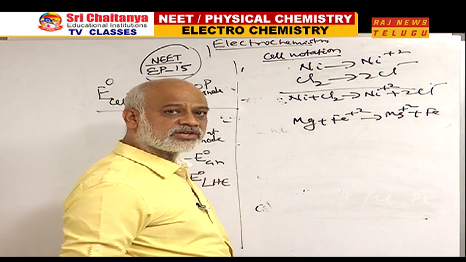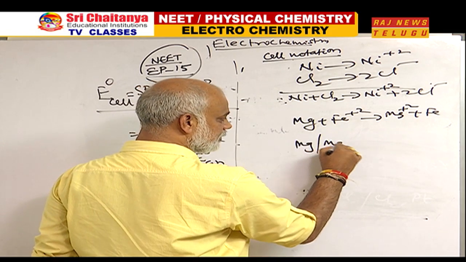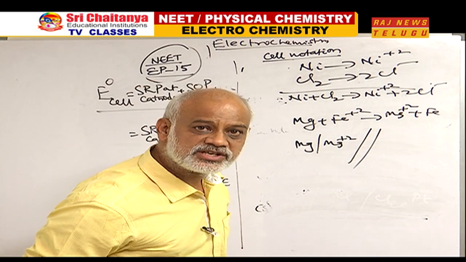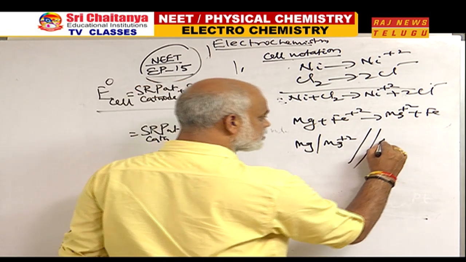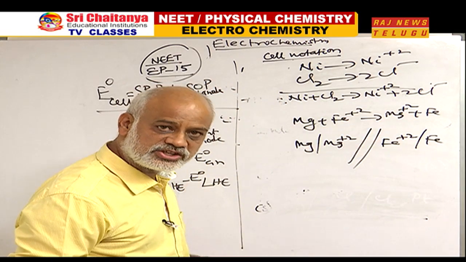Which species is undergoing oxidation? Magnesium. So, magnesium will be our anode. And which is the species undergoing reduction? Iron. So, Fe plus 2 will be our cathode. Hope you understood the cell notation.